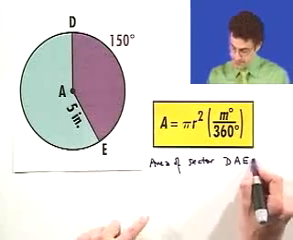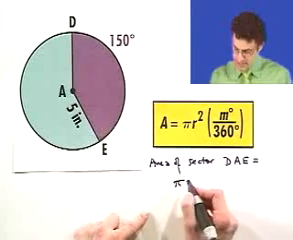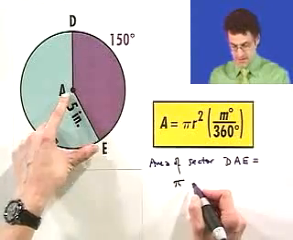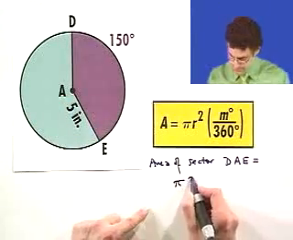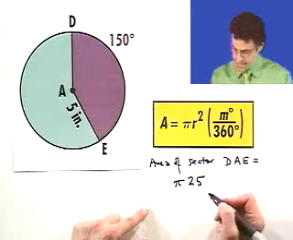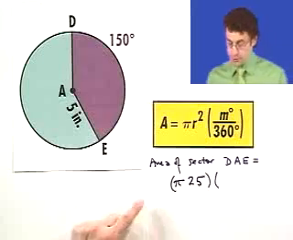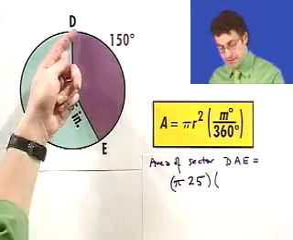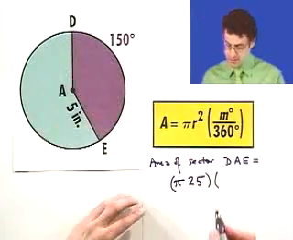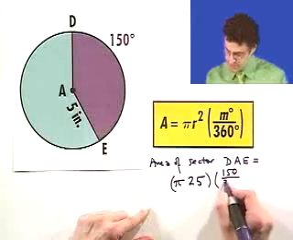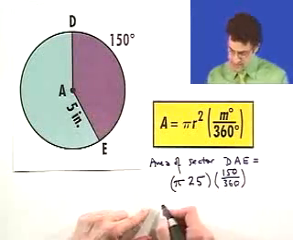purple, that would equal pi r squared. And so here we see that r is 5, so that's going to be 25. And then I'm going to multiply that by the appropriate fraction. Well, I'm given that the measure of this arc is 150 degrees, so I put that over 360 degrees. And so what do I get?